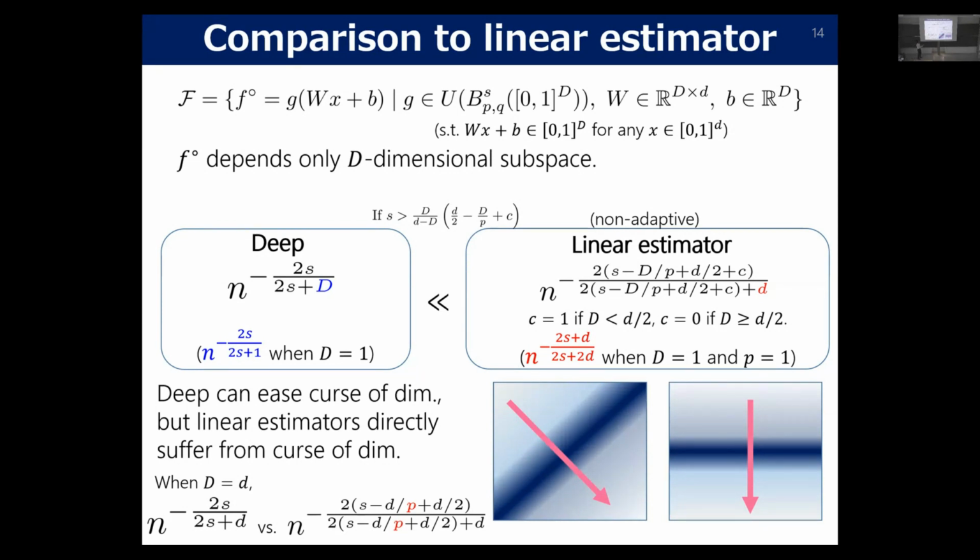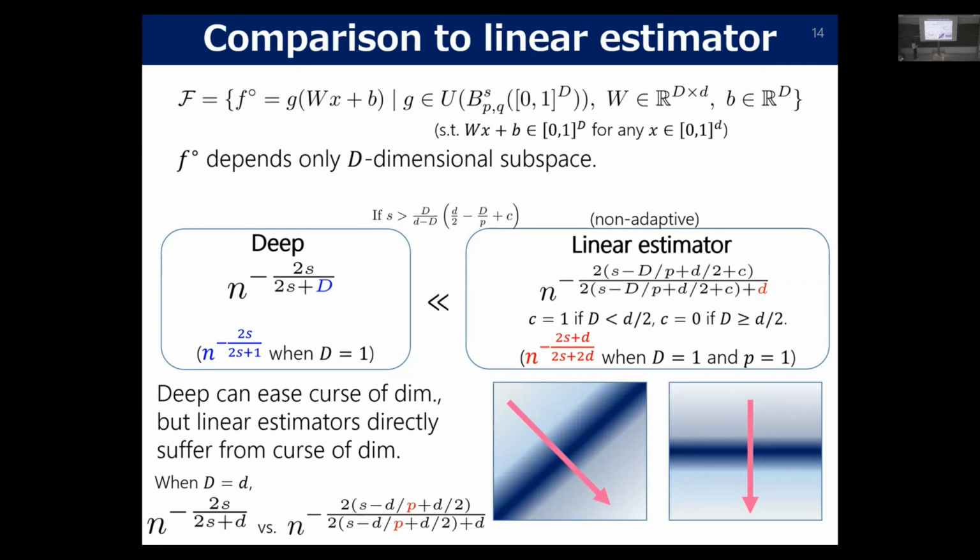This is because of the affine transformation. You can see that in the lower bound for the linear estimators, there appears a small d in the rate of convergence. So this is very effective. This affects the convergence rate. So for high dimensional settings, there appears a big difference. Okay. So this is just a small remark.